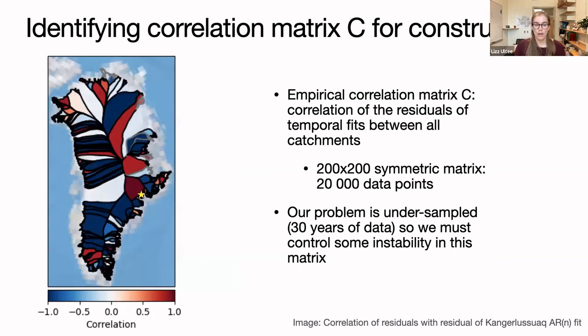So I'm going to plot this on a map of Greenland. This is the same correlation of residuals with the residual of the Conger-Lueswak fit. Dark red, it has a perfect correlation with itself. And you can see that there are spatial differences in which catchment surface mass balance seem to correlate with the residuals of this AR1 fit. So we need to control some instability in this matrix. There's a lot more information than we can really interpret in this map.